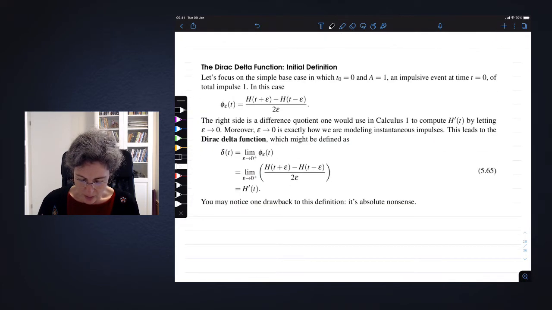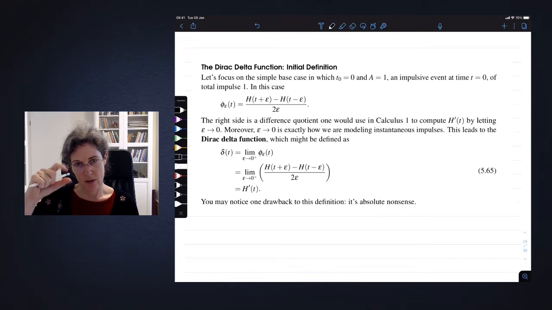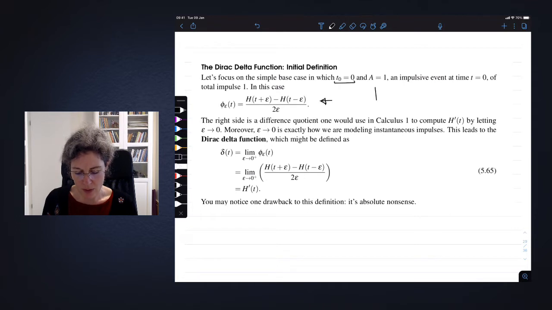Okay, so it might be tempting to think, well, we want this kind of instantaneous up and down. What about if we were to take our little box function, and here we're looking at a simple example where we're centering it at 0 and our area is 1, so we've got our little function doing this.